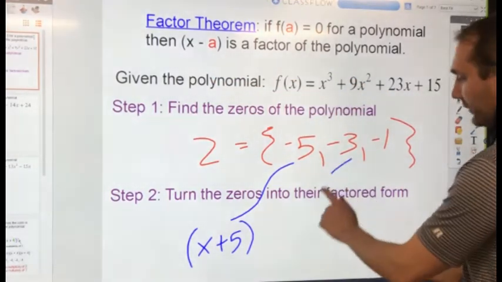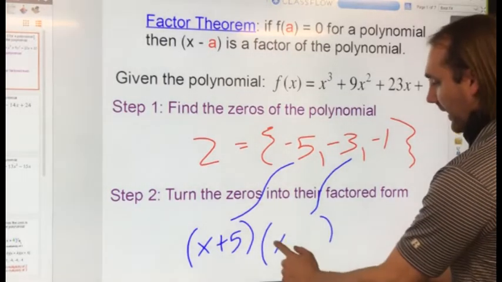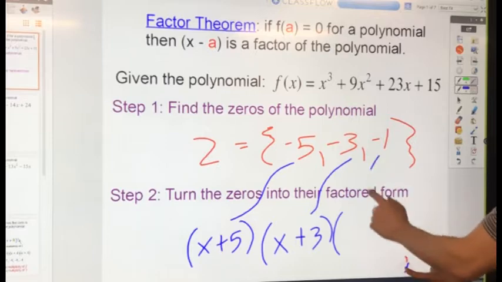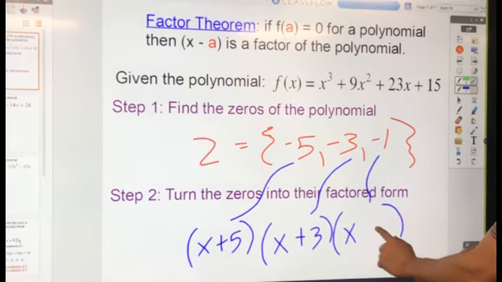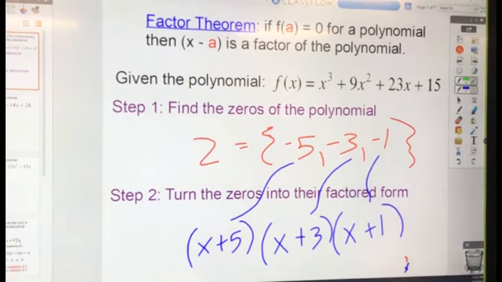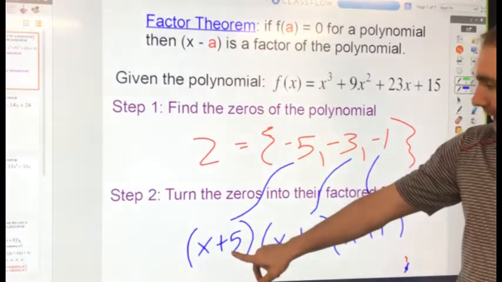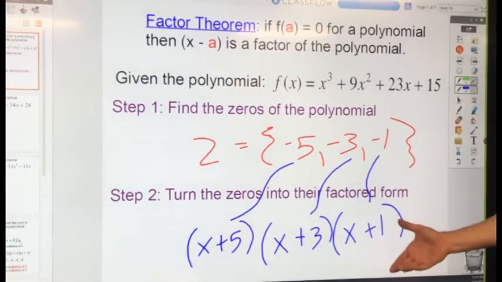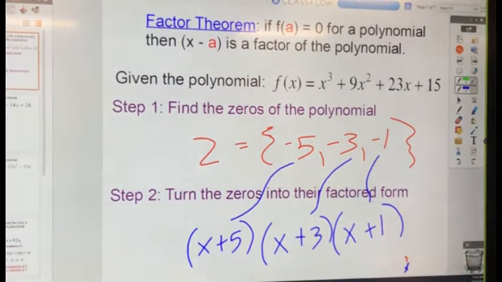So if I want the factored form of -3, it's going to be x plus 3. And if I want the factored form of -1, it's going to be x plus 1. Yep. You're taking your zeros, you're flipping their sign, and then slapping an x in front. Nice. And guess what? There is this polynomial factored. This polynomial factors into x plus 5, x plus 3, x plus 1.